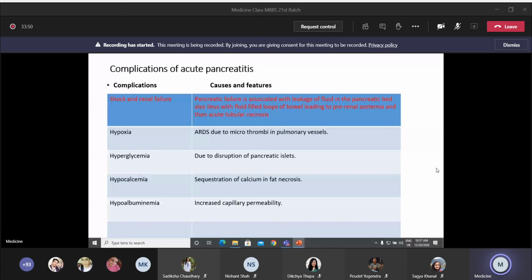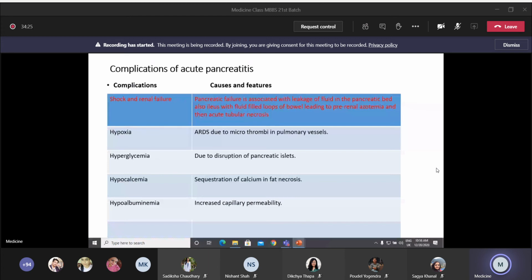These are the systemic complications. The patient might go into shock because of massive fluid depletion due to peripancreatic seepage, because the pancreas secretes a lot of fluid, around 1 to 2 liters after each meal. So there will be leakage of the fluid into the pancreatic bed, and ileus might also develop. Hypoxia because of ARDS, and hyperglycemia because of the pancreatic islets. You know, beta cells are present in the pancreatic islets, in the body and tail of the pancreas.